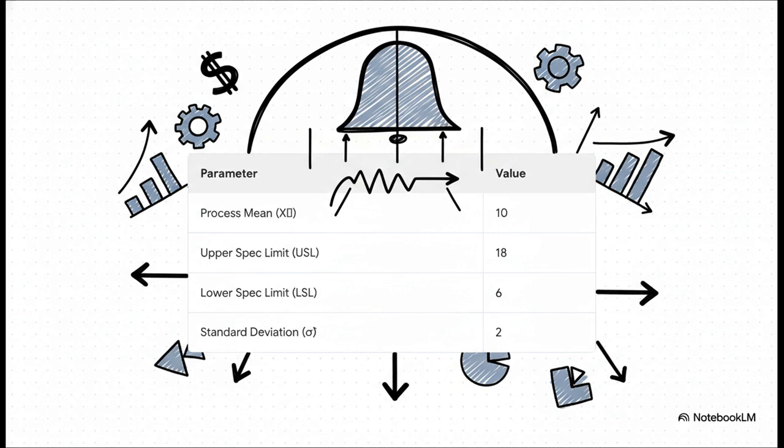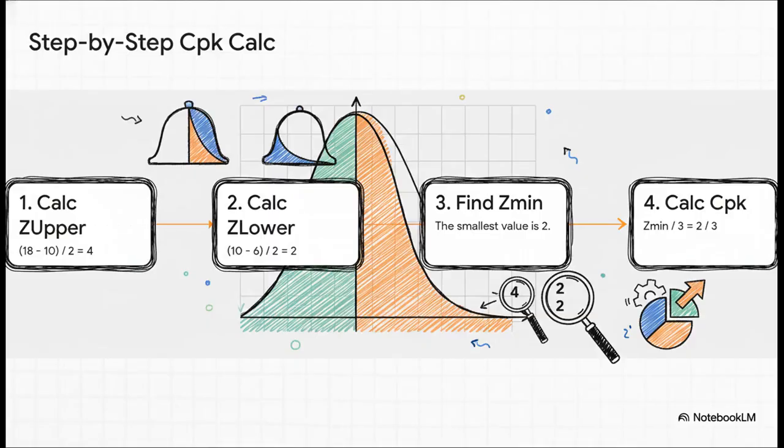Okay, we have everything we need. Let's plug these in. Okay, let's just walk through this nice and easy. Step 1, we check the upper side. 18 minus 10 is 8. We divide that by our swerve of 2, and that gives us a Z upper of 4. We've got plenty of room on this side, no problem.